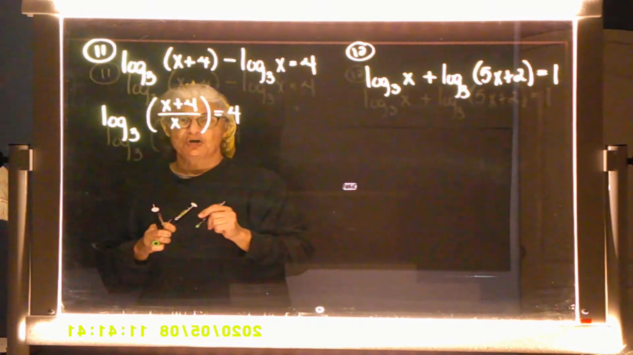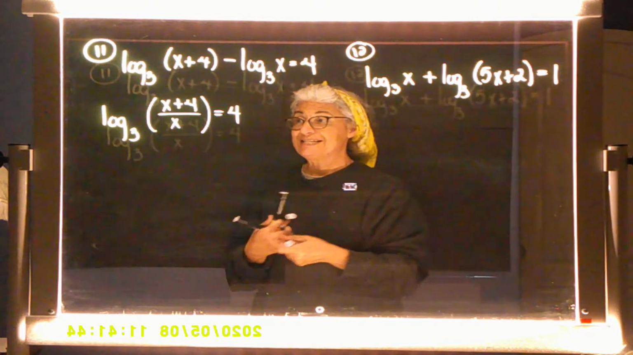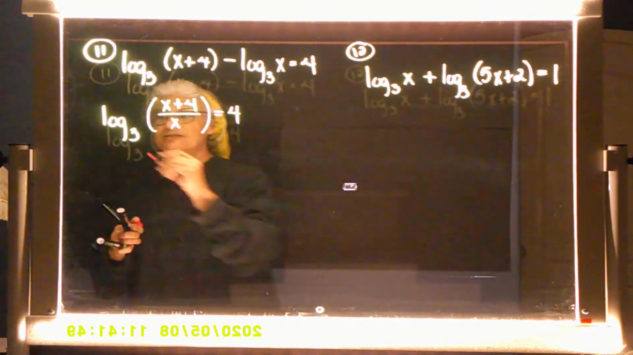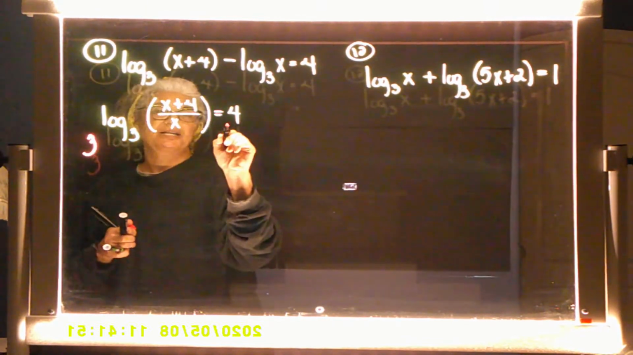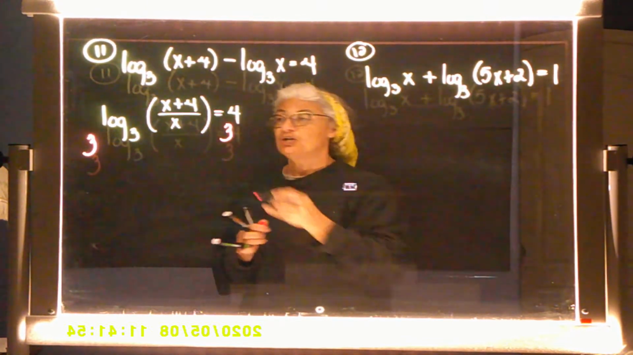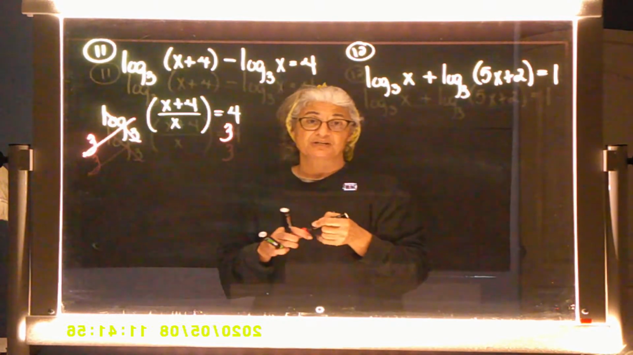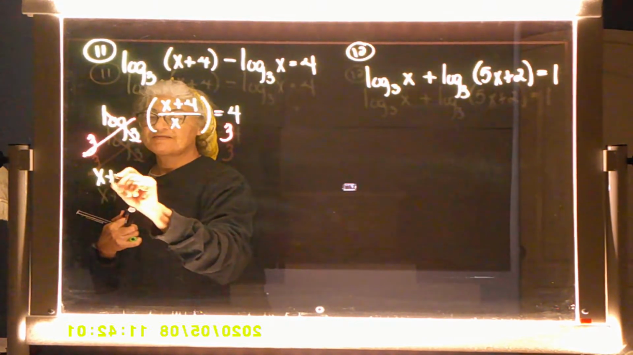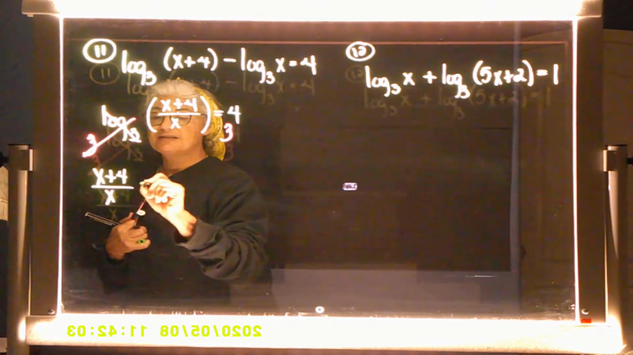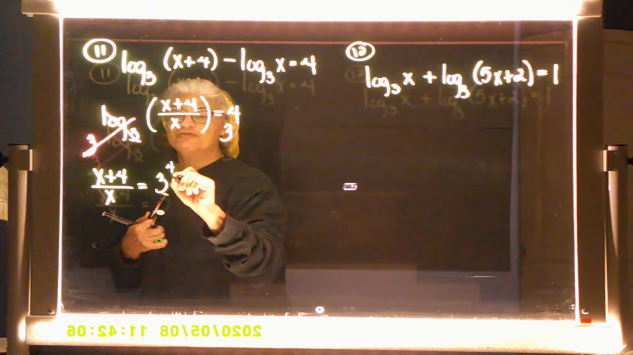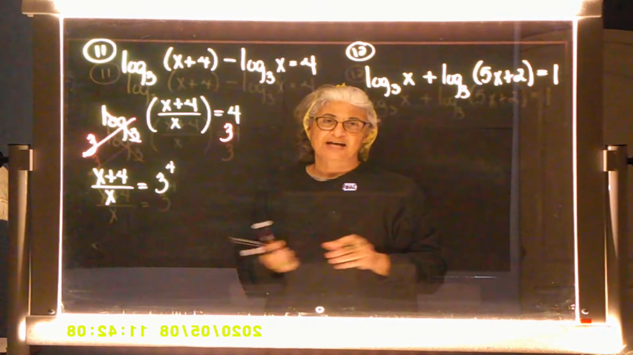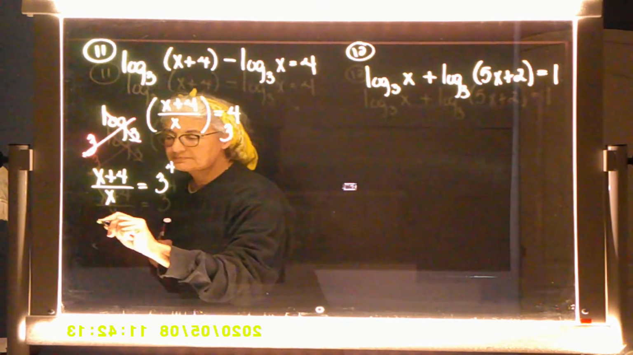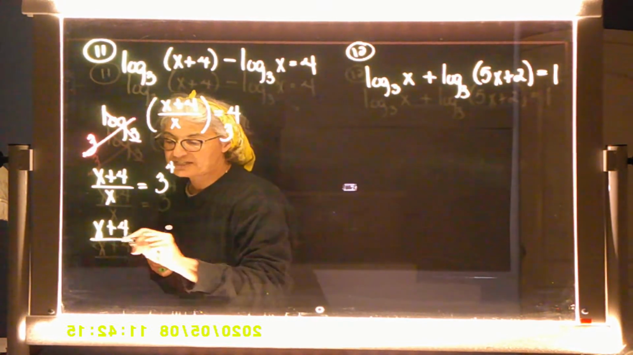Agreed? Okay, now remember, I need to get to that x, so this log base 3 needs to go away. Correct. You're going to have to take the base 3 exponential of both sides, aren't you? Which is going to cancel this log base 3. Correct? Okay. Which on the left side means I have this x plus 4 divided by x equaling 3 to the power of 4. And at this point, it's all algebra. What's 3 to the power of 4?